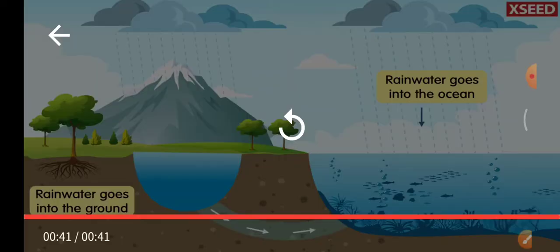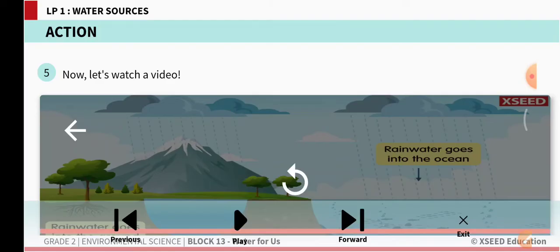Right? Rain is the main source of water. It fills up natural water bodies as well as human-made water bodies. Right?